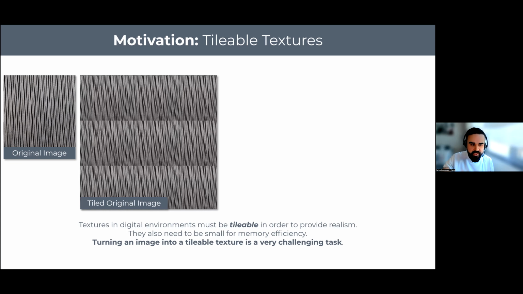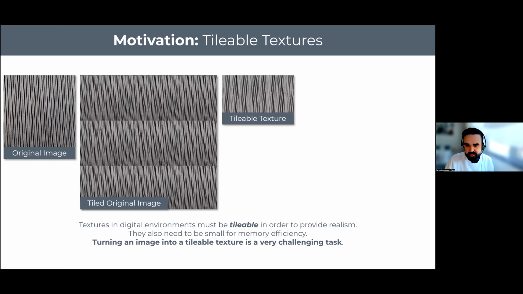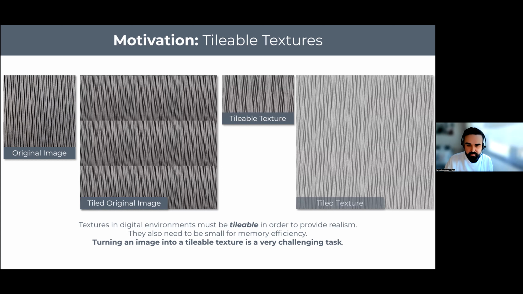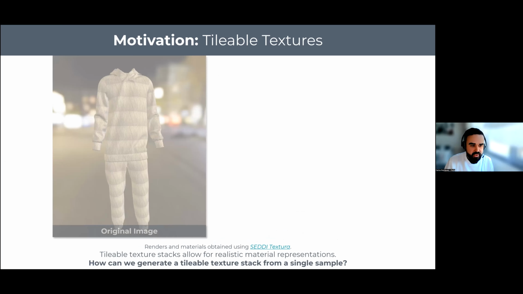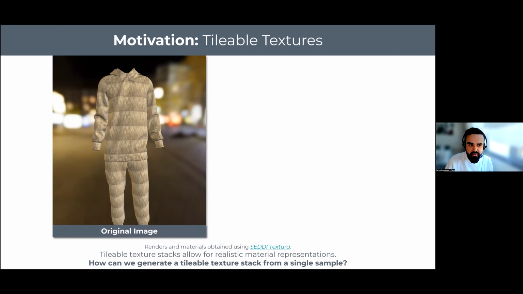However, if you get this image and you make it what we call tileable, when you repeat it, you cannot really see that it's being repeated. So it allows you to create large objects with this material with only a really small portion of the texture. Turning an image into a tileable texture is a really challenging problem, and there are plenty of solutions that work sometimes, but not always.